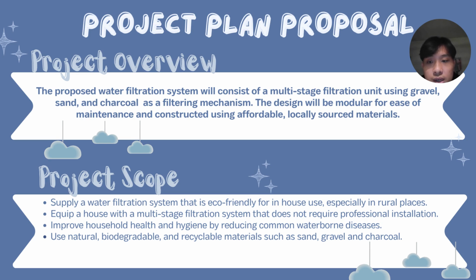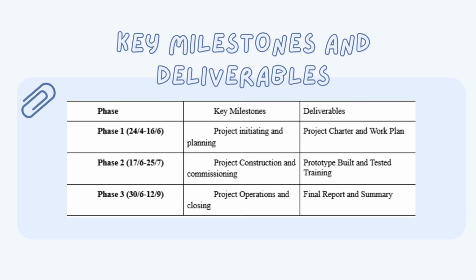Next is the project scope to supply a water filtration system that is eco-friendly for in-house use, especially in rural areas. Equip a house with a multi-stage filtration system that does not require professional installation. Next, improve household health and hygiene by reducing common waterborne diseases. And lastly, use natural, biodegradable, and recyclable materials such as sand, gravel, and charcoal.